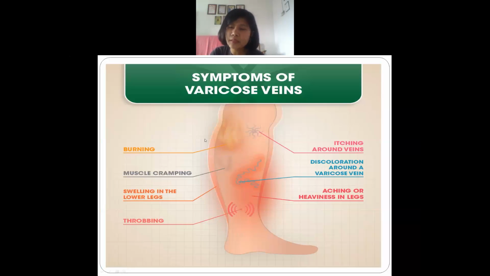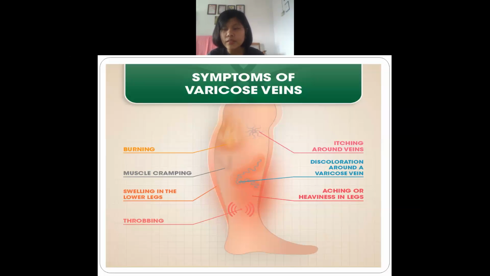Since there are abnormalities going on in the veins, the person will feel burning sensation. Understand? There will be muscle cramp. Muscle cramp means contraction of muscles. There will be contraction, and you will find that there will be swelling also. Sometimes you will feel that the leg will swell. Next is throbbing. Throbbing means the pulse sensation which you will feel won't be normal. It will be very rapid. It will be very fast.